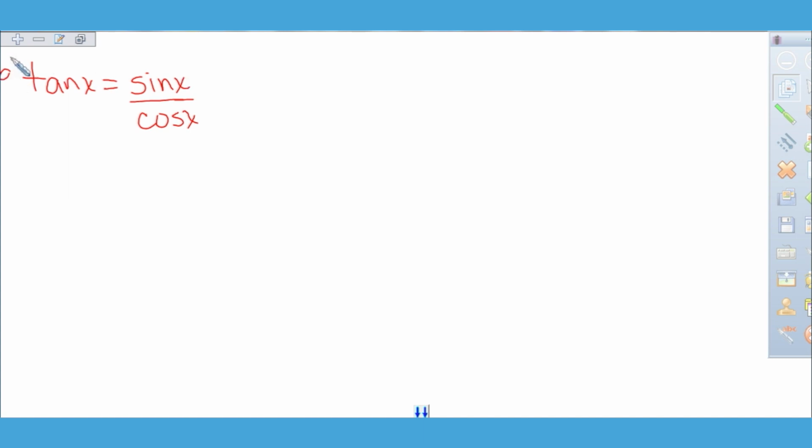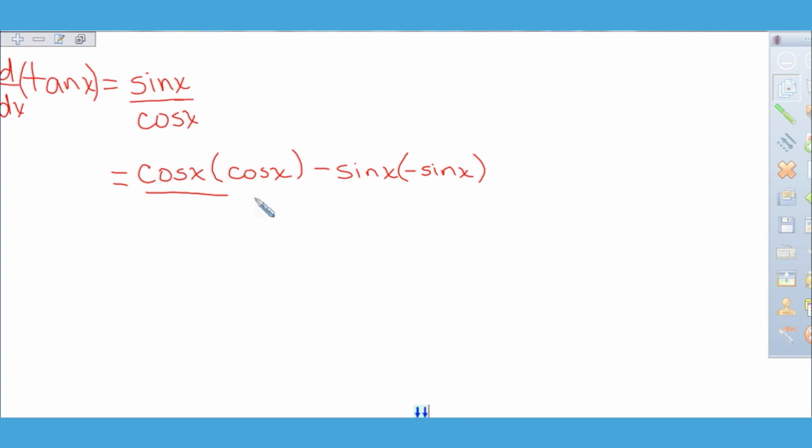I need to tell you I'm taking the derivative, so let's do that d dx thing. The derivative of tangent, which is the derivative of this, is going to be low d high. So what's the derivative of sine? We just said that was cosine. Low d high minus high d low. The derivative of cosine wasn't exactly sine, it was negative sine. Over low squared.